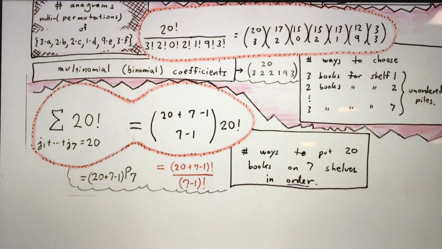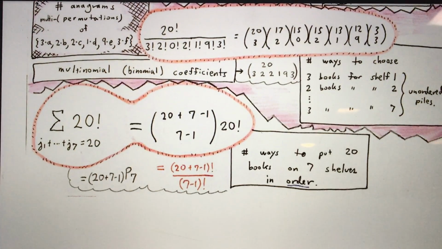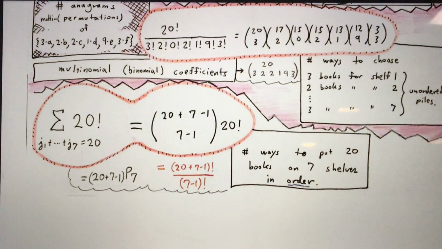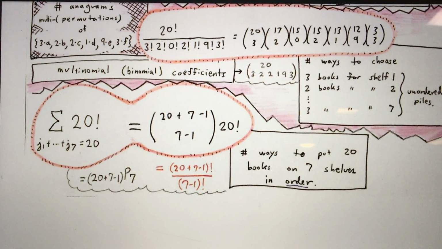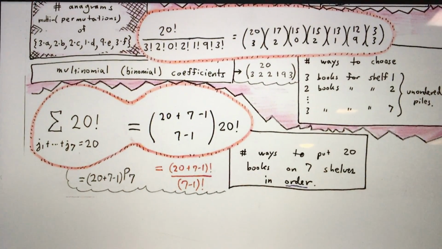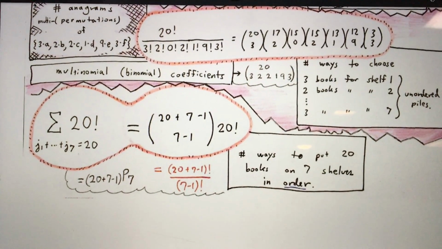And directly below there it says multinomial coefficients. That's another name for these. And there's the shorthand way of writing it, 20 over 3, 2, 2, 1, 9, 3. And when you do that, you don't have to write the zeros.